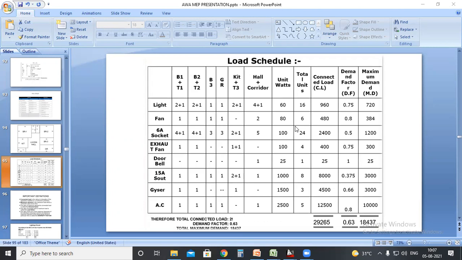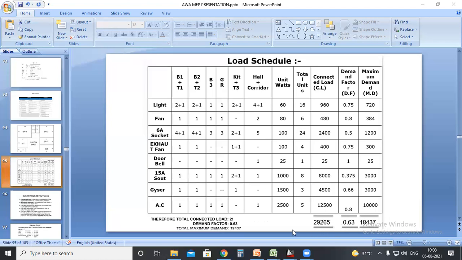If you have visited any hospital and seen the distribution boards there, you might have seen LDB, that means light distribution board, and PDB, that means power distribution board. That is a usual practice in hospitals or commercial buildings to separate the distribution board for light and power. But in this particular example, we are showing lighting and power circuits together in a single distribution board.